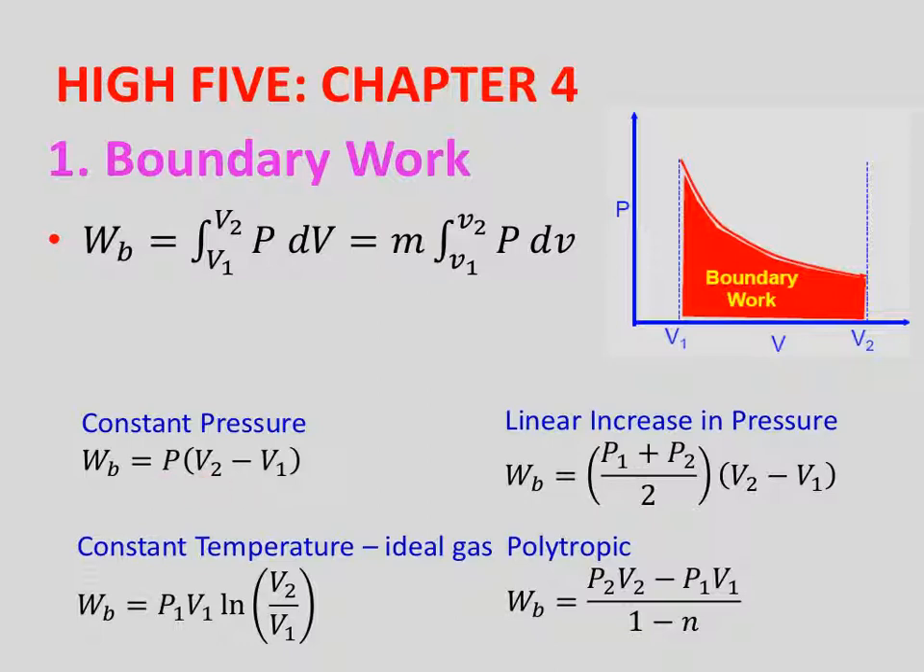If there's a linear increase in pressure, which can be shown as a piston cylinder device with a spring, the boundary work is equal to pressure 1 plus pressure 2 divided by 2 multiplied by the change in volume. Here we are given two more equations for constant temperature ideal gas boundary work. Boundary work is also known for being the area under the curve on a PV diagram.